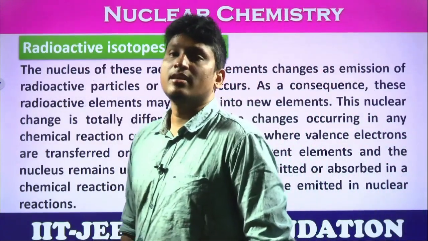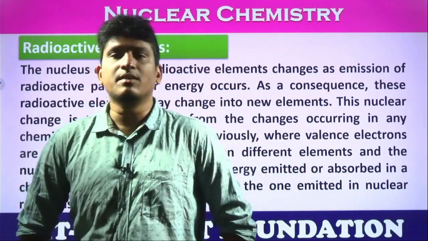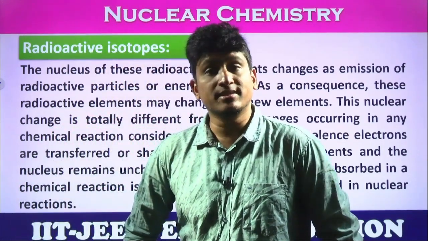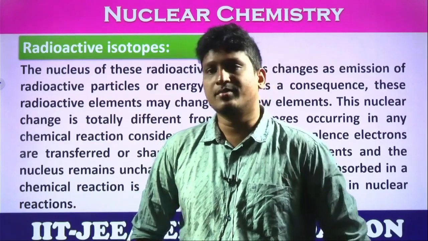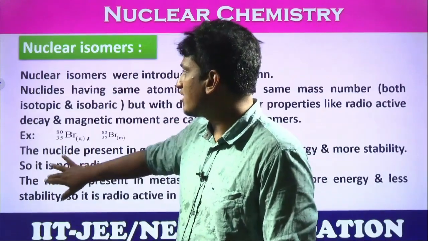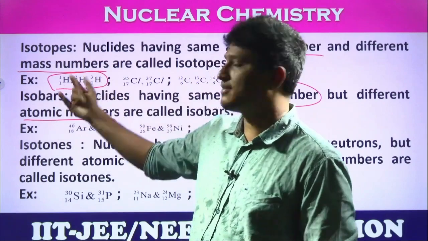Radioactive isotopes. Okay, students, listen. You already have clarity about isotopes. What are isotopes? Atoms with the same atomic number but different mass number are called isotopes. We have also seen different isotopes. These are all examples of isotopes.